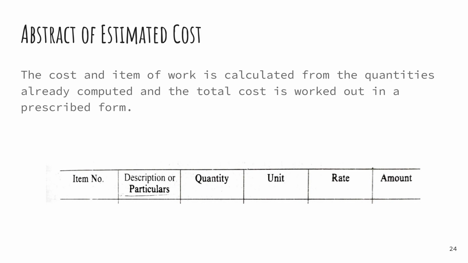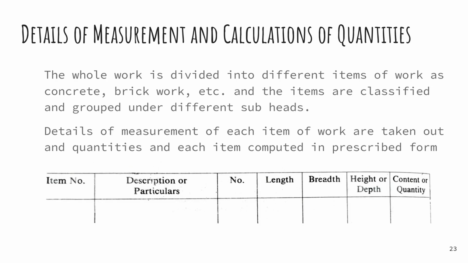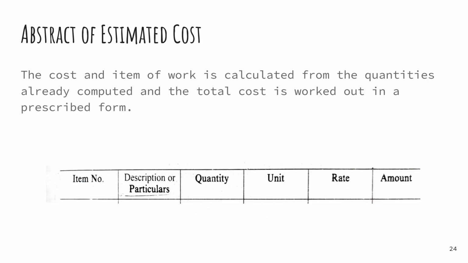Okay, so we see that the cost of each item of work is calculated from the quantities already computed, and the total cost is worked out in this prescribed form. Here again, the first one is item number, similar to the one we saw earlier. After that, we write the description of the particulars, and then we write the quantity. Where do we get the quantity? We get the quantity from this particular form. And then we write the unit.